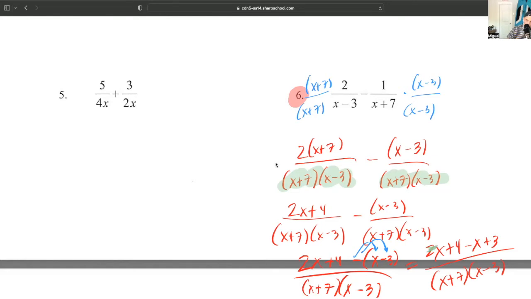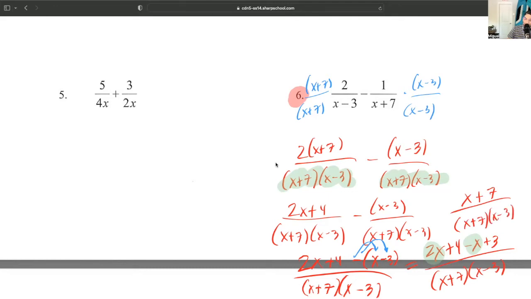Guys, I'm so sorry that I'm kind of going sideways here, but I'm definitely running out of space. I apologize. So I have the 2x minus the x that just combines to an x, and then the 14 and the minus 3 combine, and that leaves me with x plus 11 over x plus 7 times x minus 3.